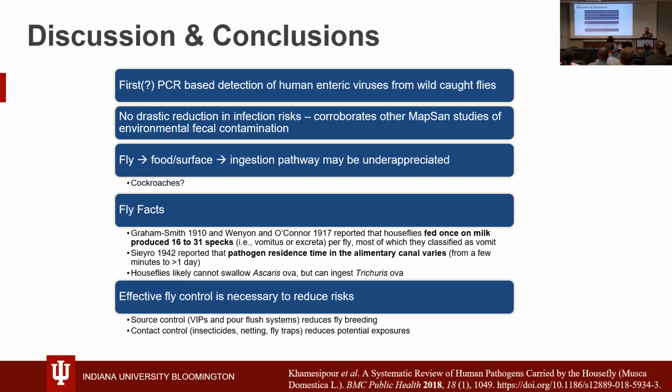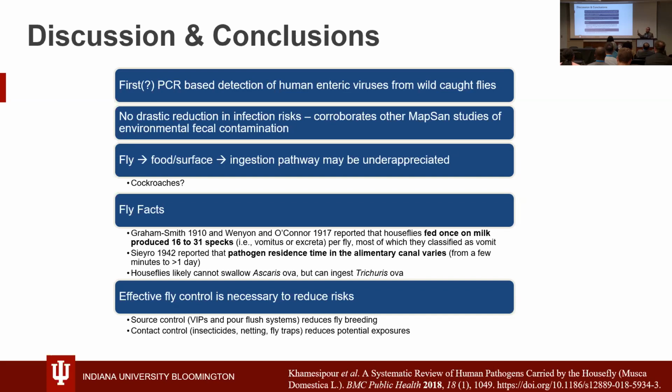Okay. So some discussion and conclusions. Flies are incredibly interesting. And I think one of the things when I went to the literature, and I found actually a systematic review of some of this data, this might be the first PCR-based detection of human enteric viruses in wild-caught flies. I didn't see anywhere else. So I haven't seen anyone else detect norovirus, rotavirus, astrovirus in wild-caught flies before. So that might be something novel that we were able to do.